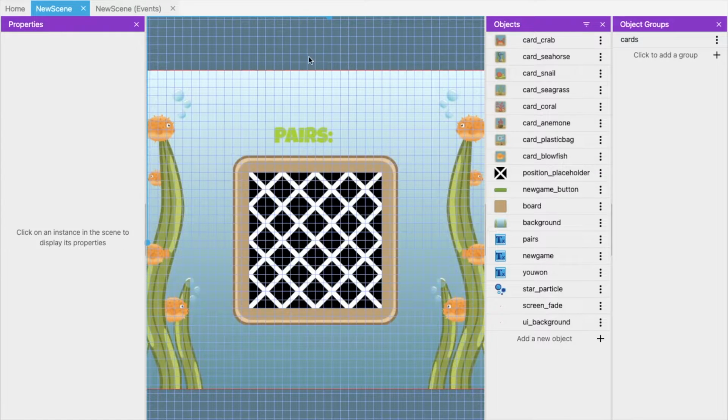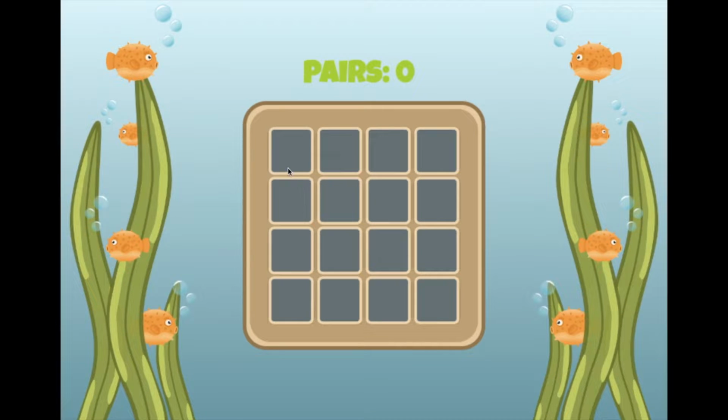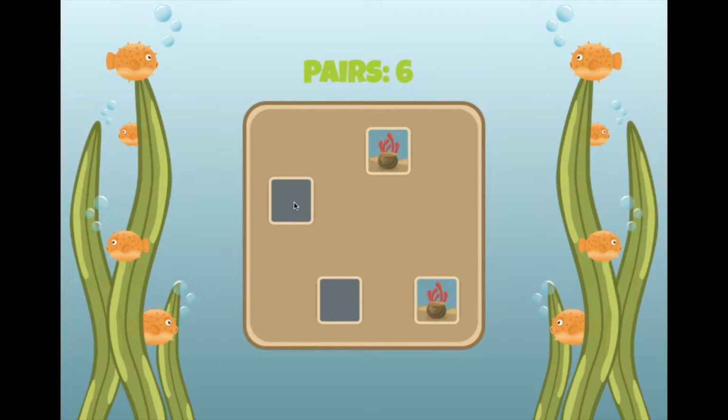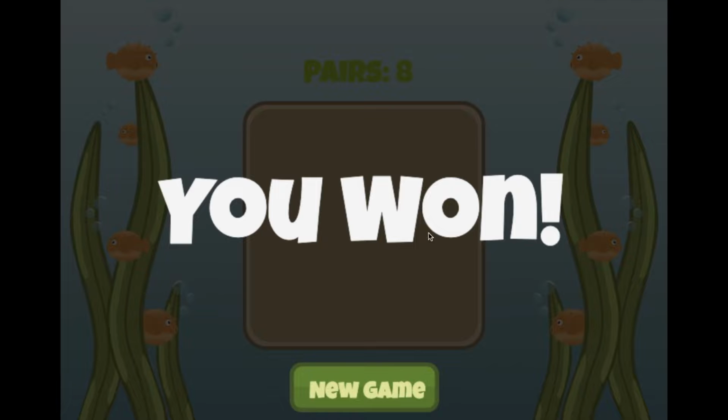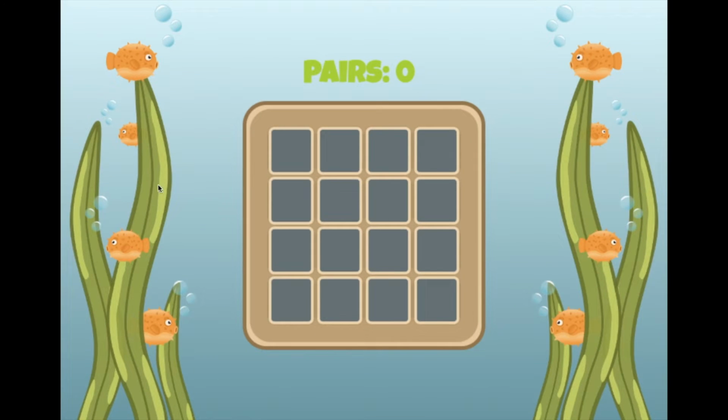Let me just show you the preview of that game first. Click on that preview button, and that's the game here. Let me just play this game like this. After completing all pairs, you can see you won, and new game. You just need to click on new game and this will start again.